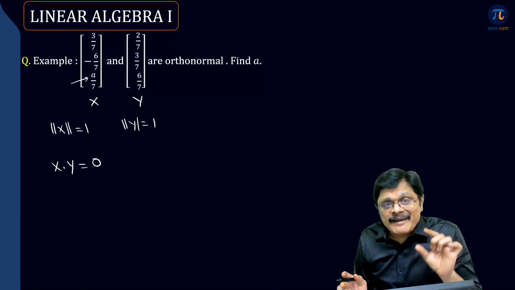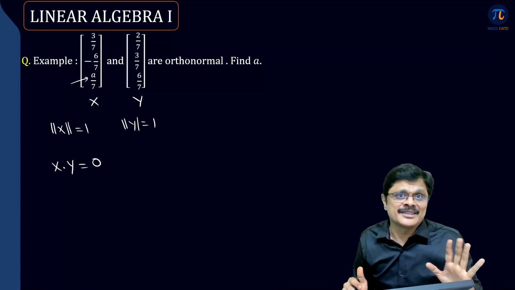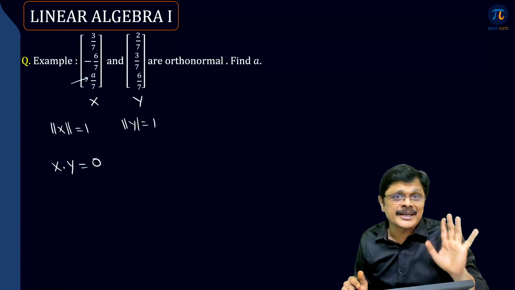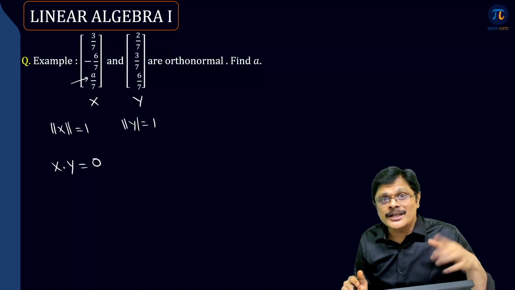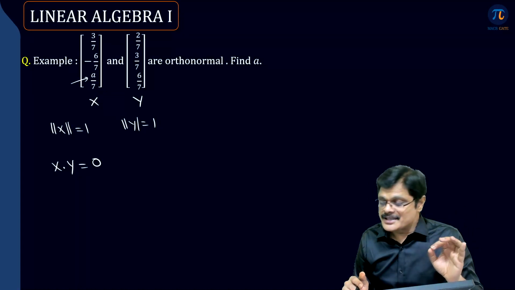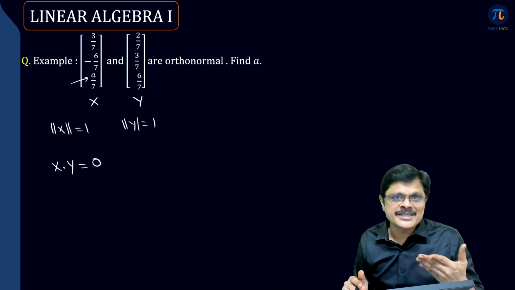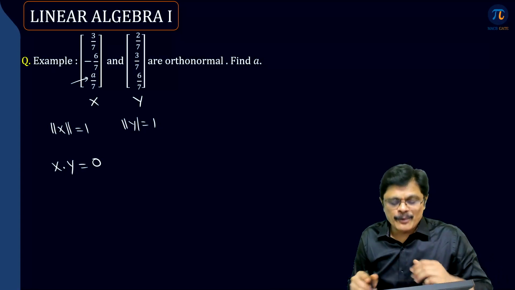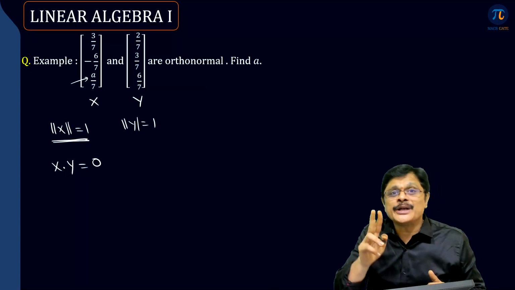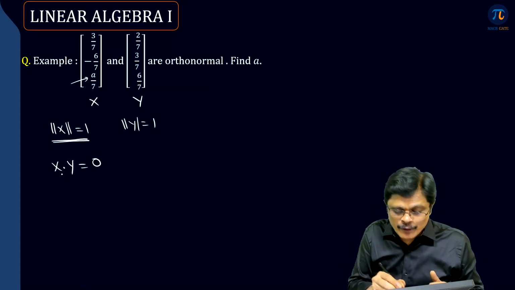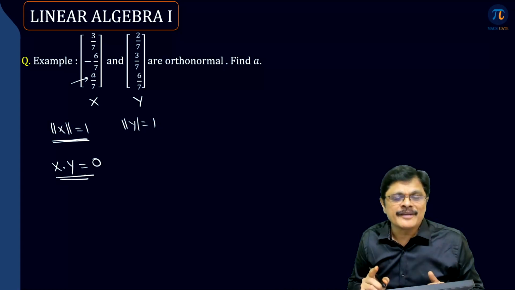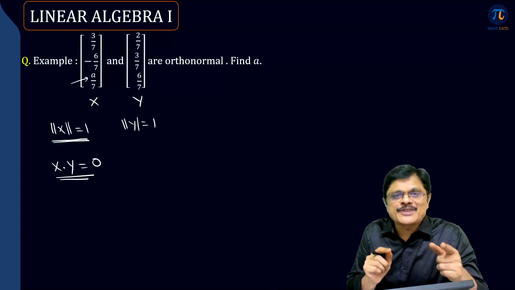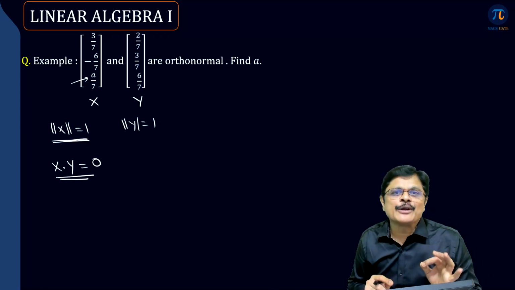Don't take the value of A which satisfies only one condition. You have to consider the value of A which satisfies all the three conditions. Orthonormal means all the three conditions, not just one condition. This is where most people misunderstand the concept. For example, if you consider this, you get two values of A, but if you consider this, you get only one value of A. You have to consider the value of A which satisfies both the conditions.